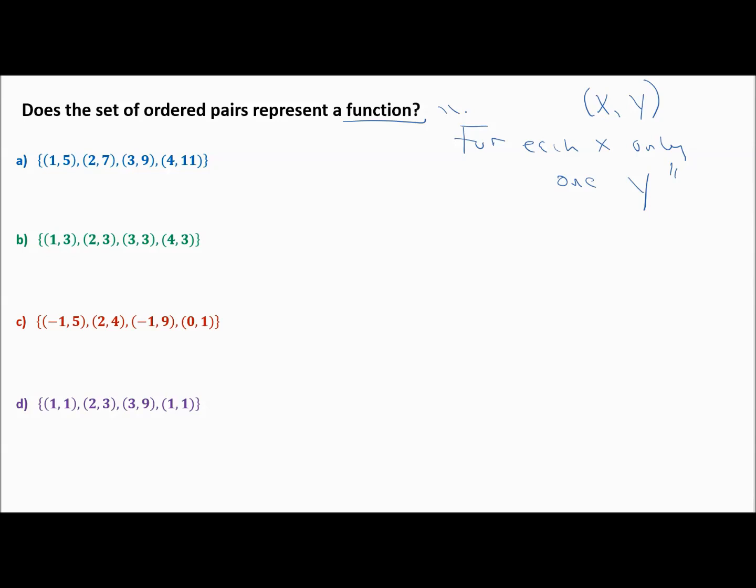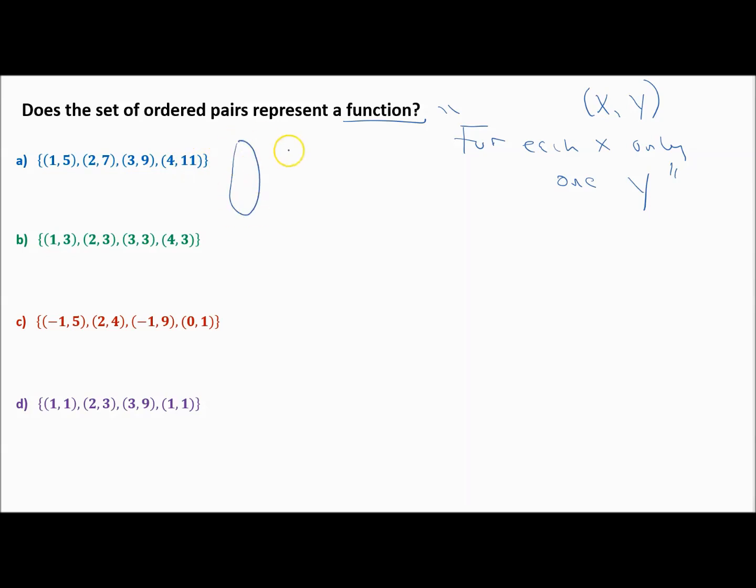So let's take a look at these four separate problems. Again, we have a set of ordered pairs. Notice I put 4 ordered pairs in each one of them. 4 is not significant. It just happens to be the questions that I made up. But for each X, is there only one Y? So let's take a look at our X's one at a time. So in the first list, in example A, the first X value is 1, and the answer is 5. I don't see anywhere in the list that 1 gives you a different answer. So 1 gives you 5, 2 gives you 7, 3 gives you 9, and 4 gives you 11.